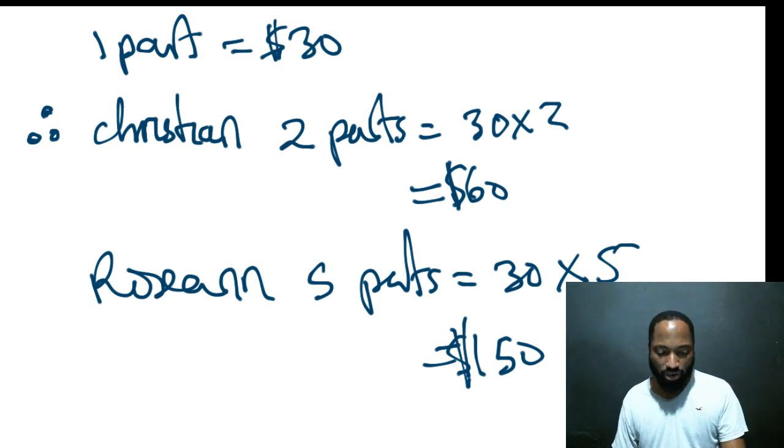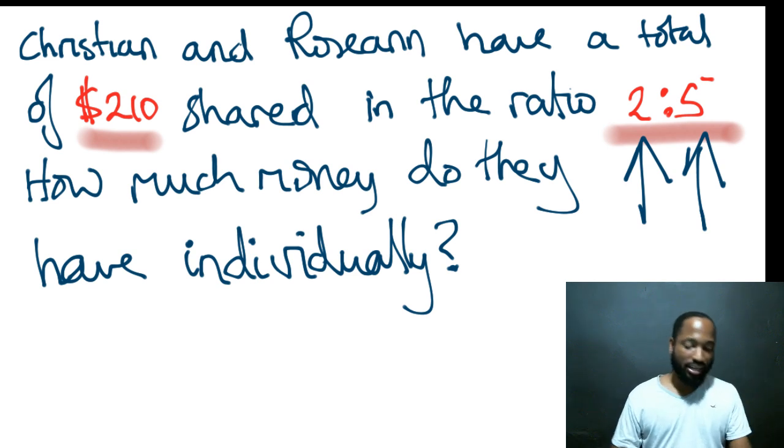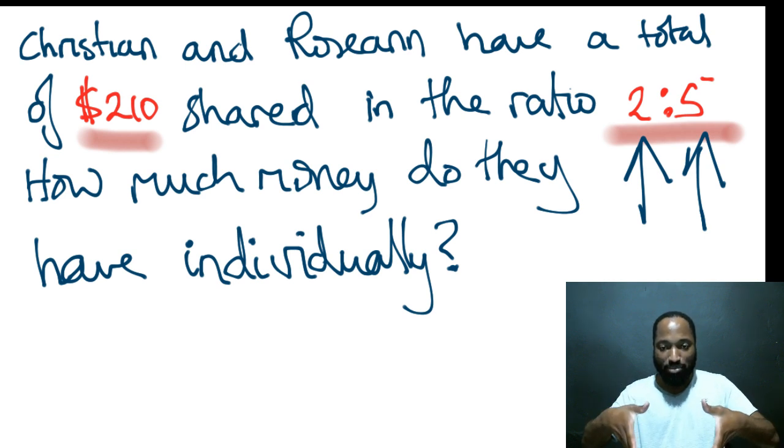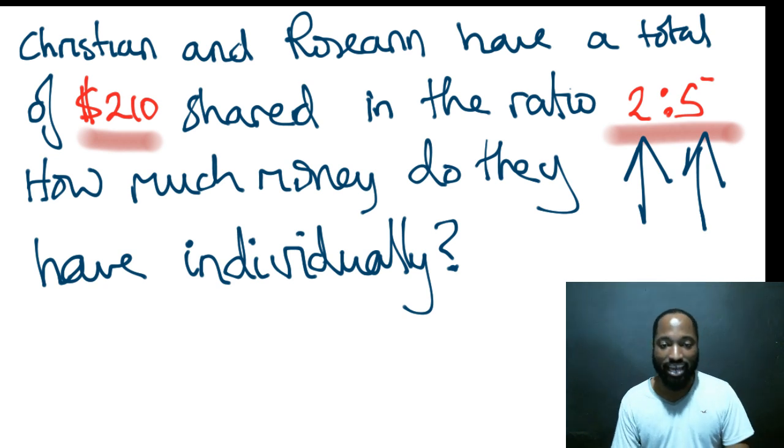So let's do a little quick recap. Christian and Roseanne have $210. So they share it up in a certain way. We see 2 to 5. So it means as I gave Christian $2, I gave Roseanne $5. 2 more, 5 more, until I run out of a big stack of money here. I gave him 2, 5, 2, 5, 2, 5, 2, 5. And they want to know how much they'll get in the end.